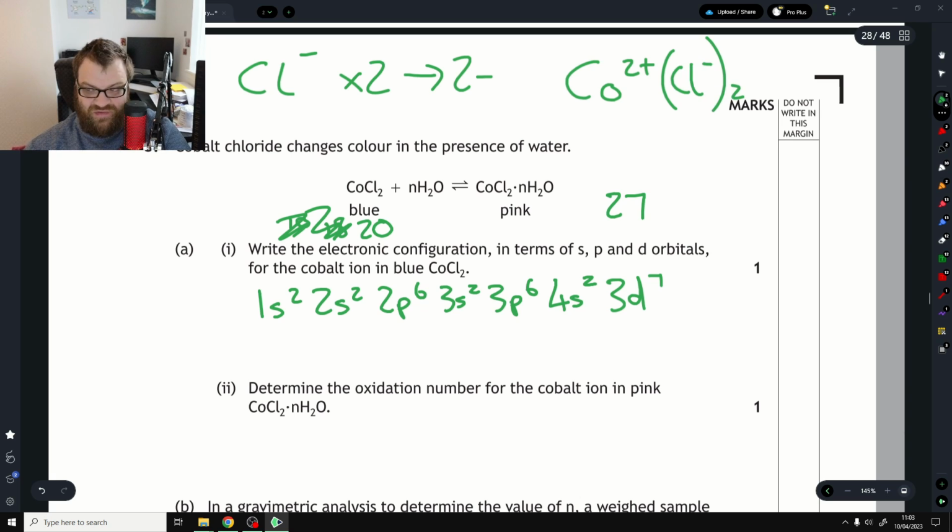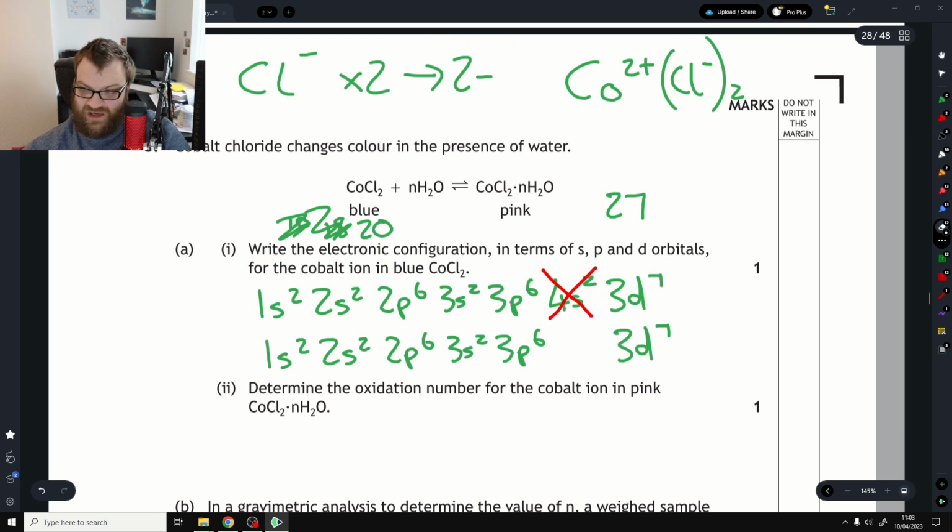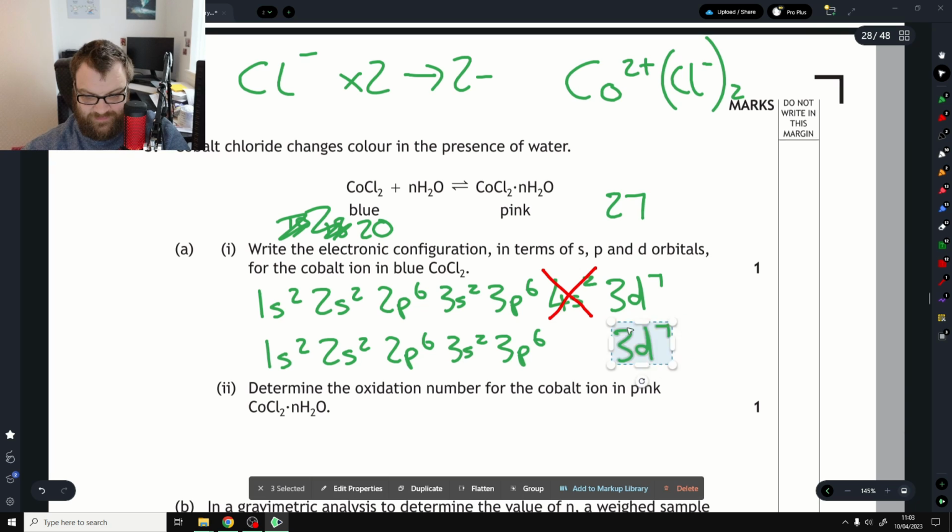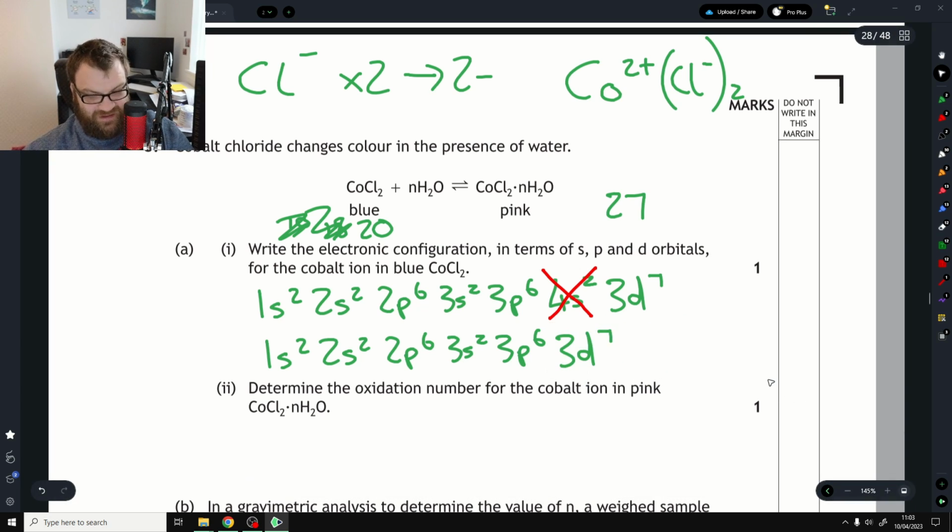With transition metals, we are going to lose the 4s electrons before the 3d7, because when they're occupied, that changes the energies associated with them. Our correct answer then would end up being 1s2, 2s2, 2p6, 3s2, 3p6, and then 3d7 to finish it off.